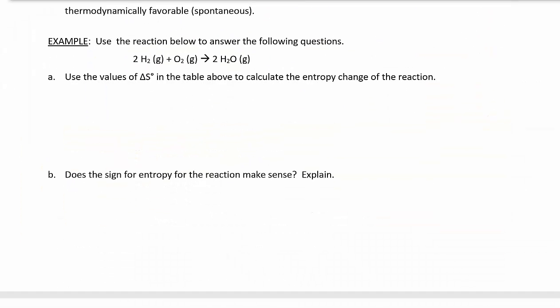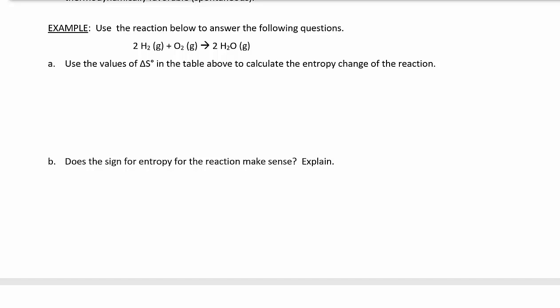So let's do an example. Use the reaction below to answer the following questions. We have 2 H2 in a gaseous state plus 1 O2 in a gaseous state yields 2 H2O in a gaseous state. Use the values of delta S in the table above to calculate the entropy change for the reaction. So we know that the delta S of a reaction is going to equal the sum of the delta S of our products minus the sum of the delta S of our reactants.